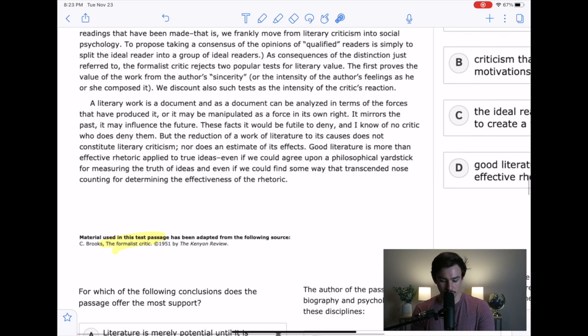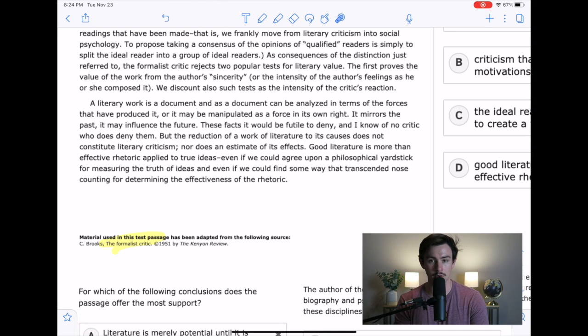As consequences of the distinction just referred to, the Formless Critic rejects two popular tests for literary value. Okay, the first, so now we're about to get into the tests that are rejected. So keep these distinct from what you think the Formless Critic is. I want you to think, if we're rejecting this, why are we rejecting this? What is fundamentally wrong with this point of view?